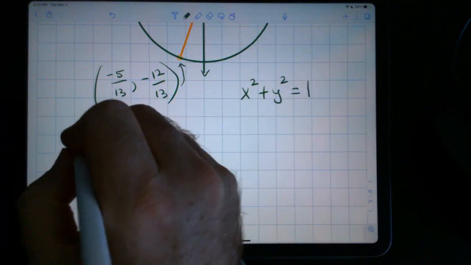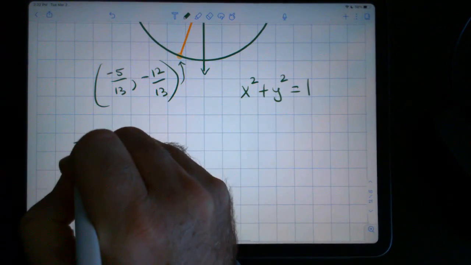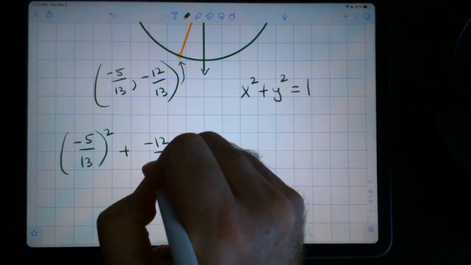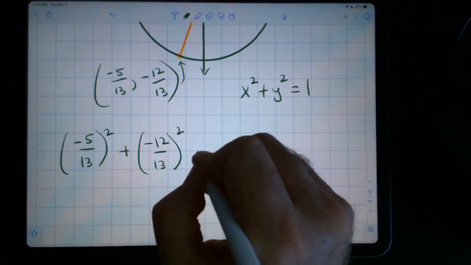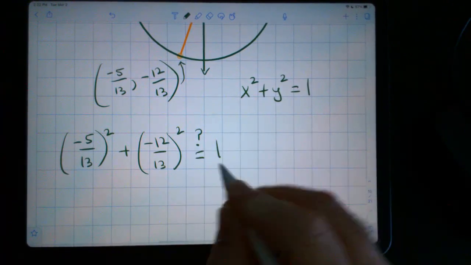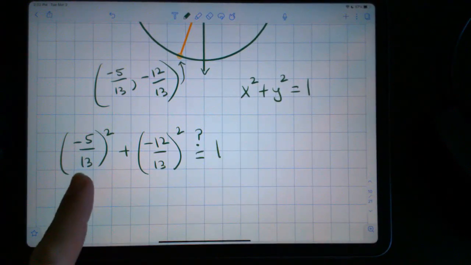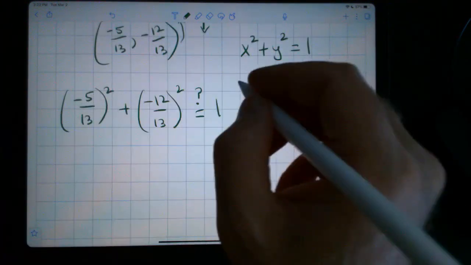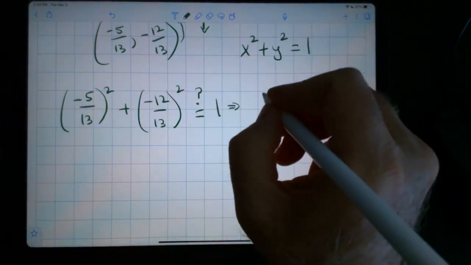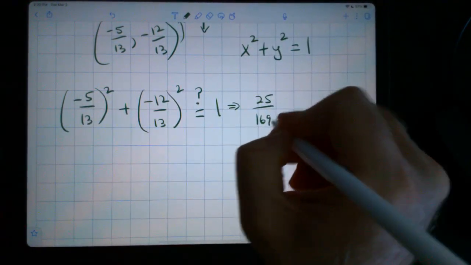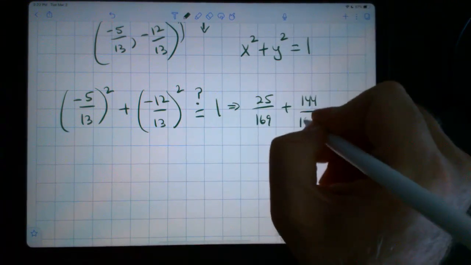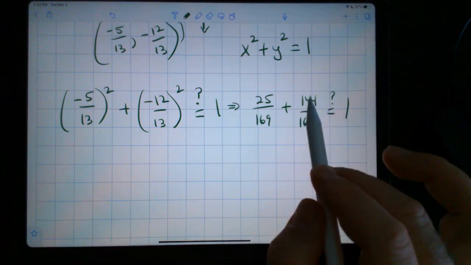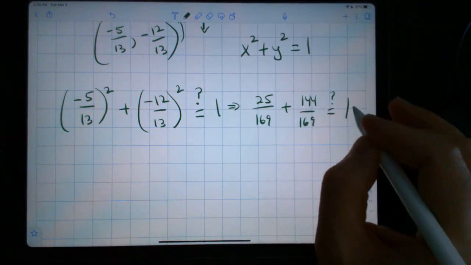So this is the formula. So what we have is... and is this a true statement? X squared plus y squared, does it equal 1? Okay, well, this is going to give us... and is it equal to 1? 144 plus 25 is 169. Yes, this checks.